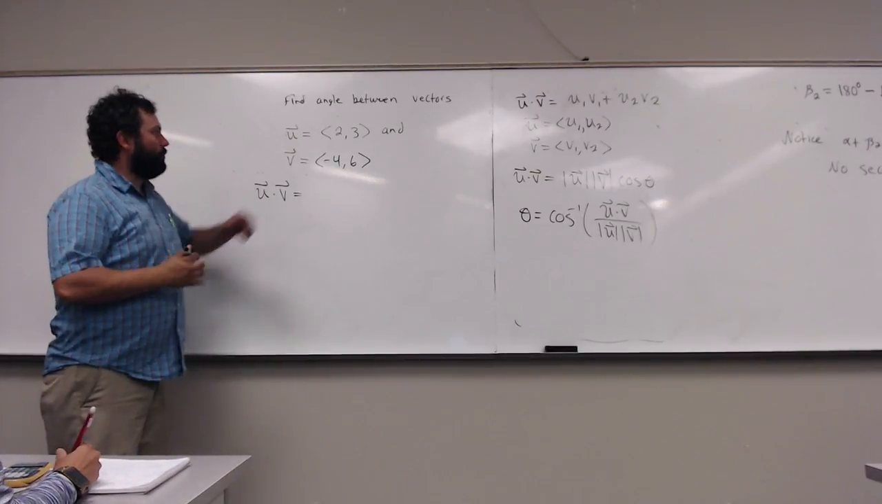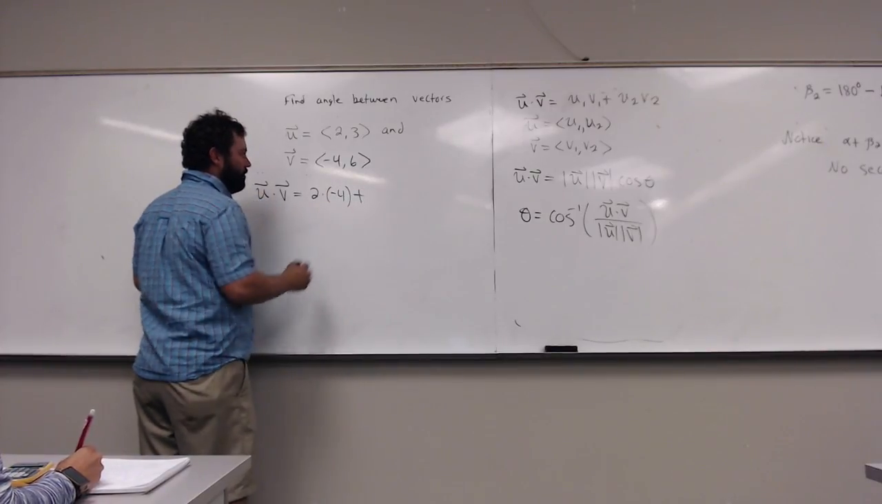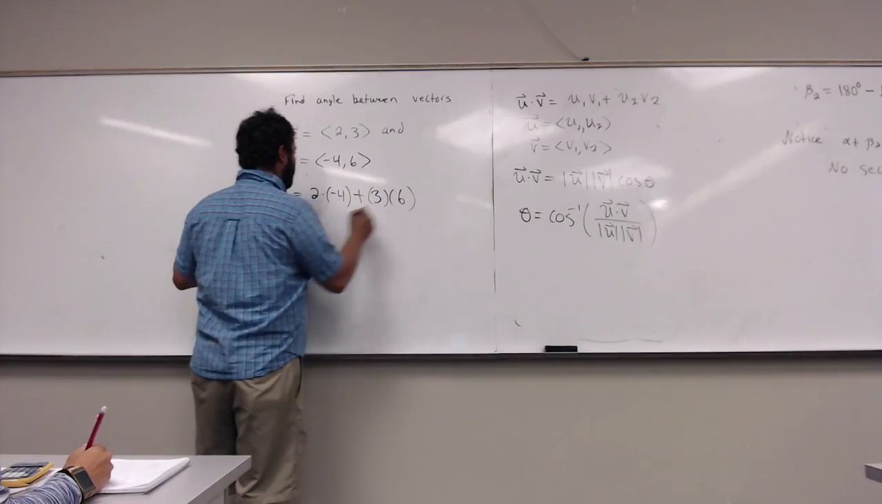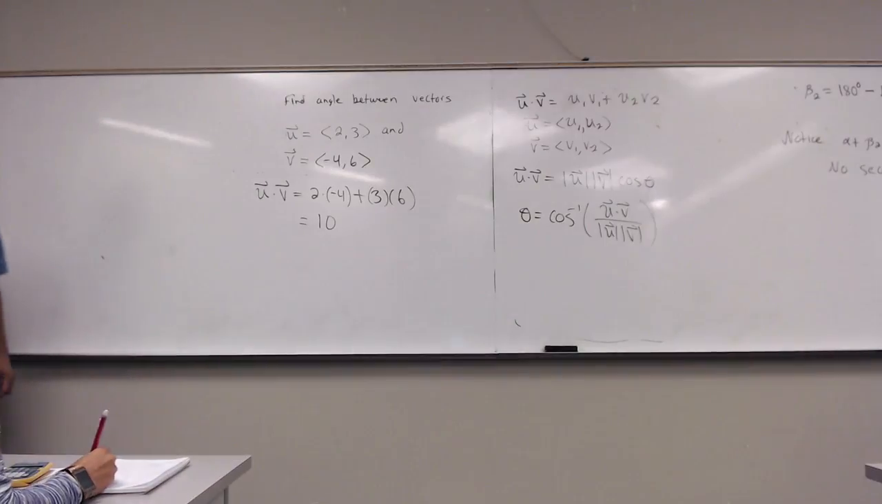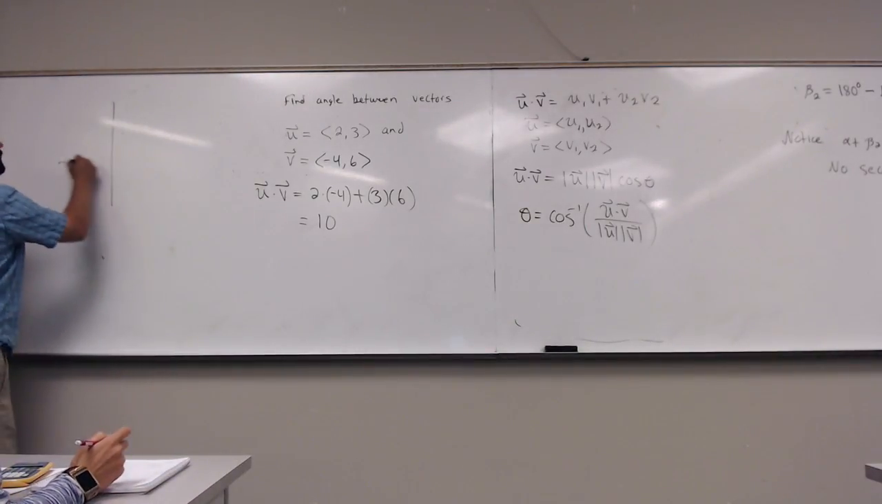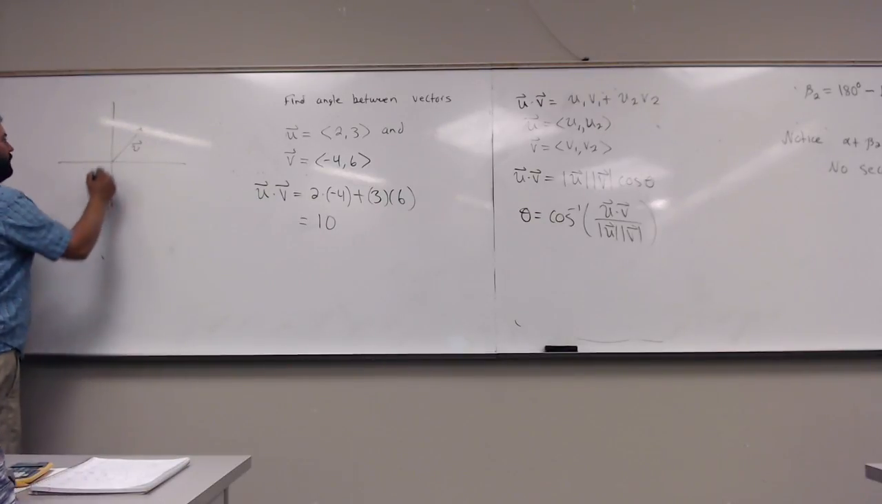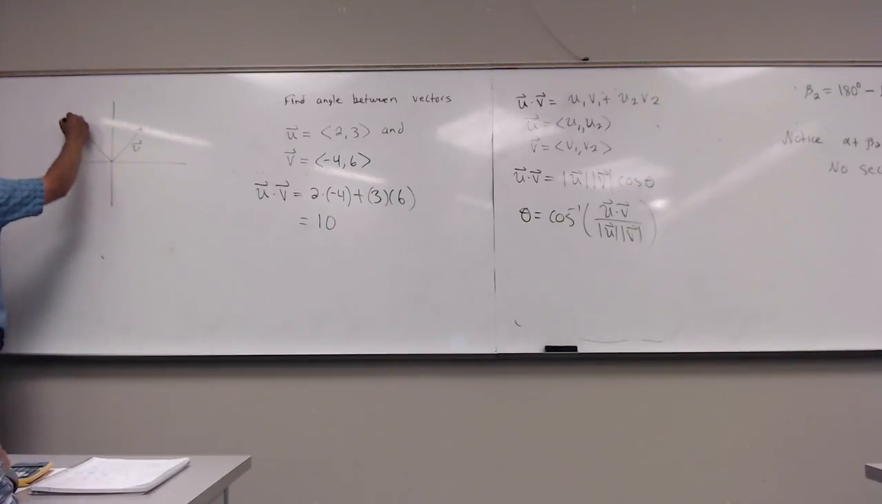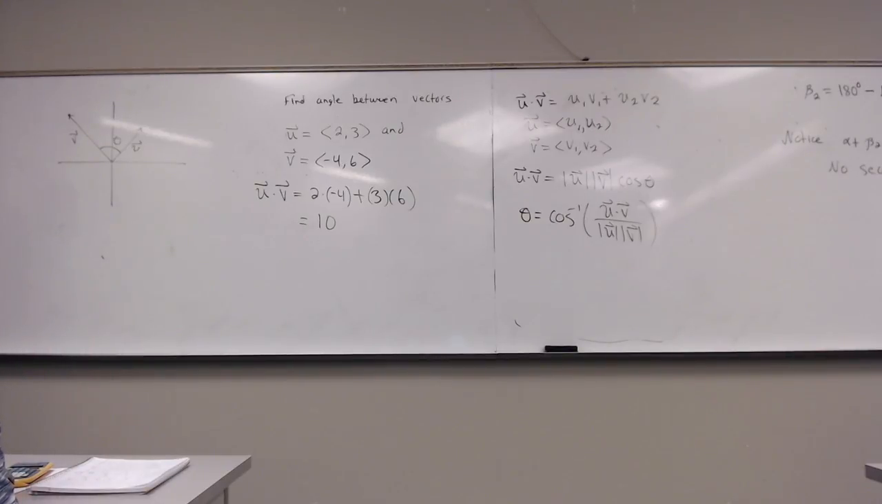And what do you do again? You multiply the x components. So 2 times negative 4 plus 3 times 6. That's negative 8 plus 18. I think we get positive 10. Also, just to give everyone an idea, 2 units right, 3 units up, maybe this is u. And then 4 units left and 6 units up. Here's v right here. We're trying to find this angle theta between those two vectors. That's just a rough sketch of what it looks like. Right, u's in the first quadrant, v's in the second quadrant. Okay, so the dot product is 10.